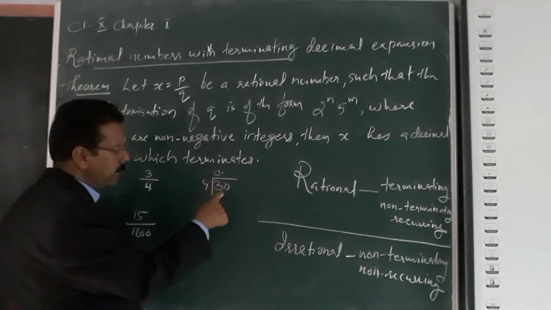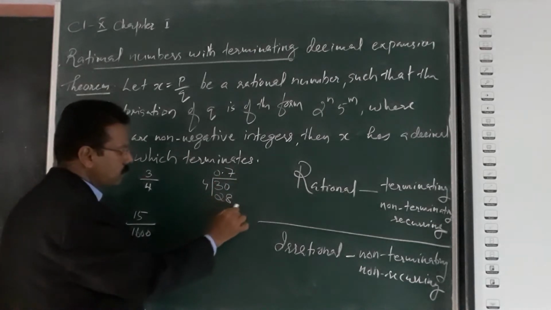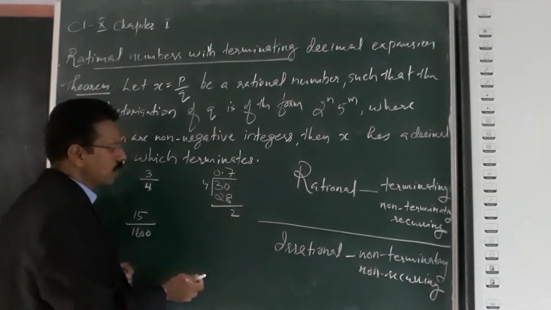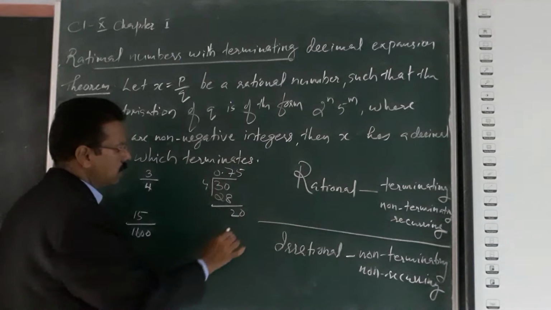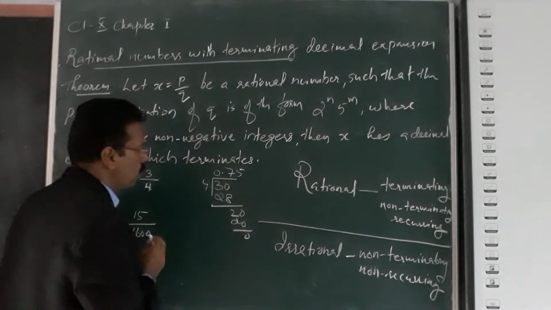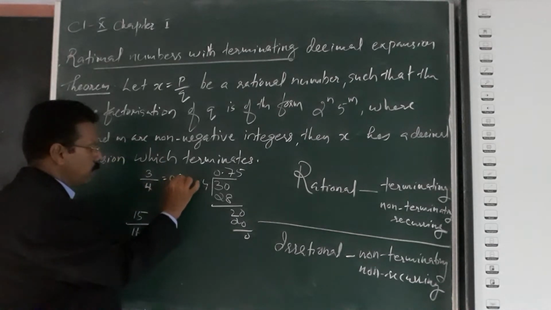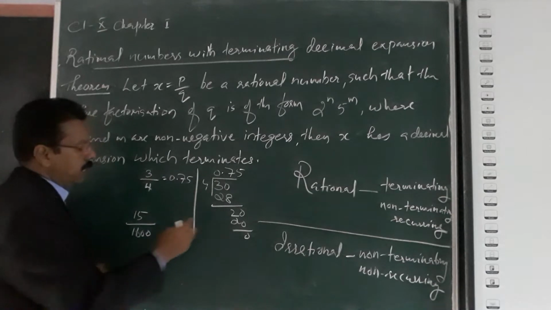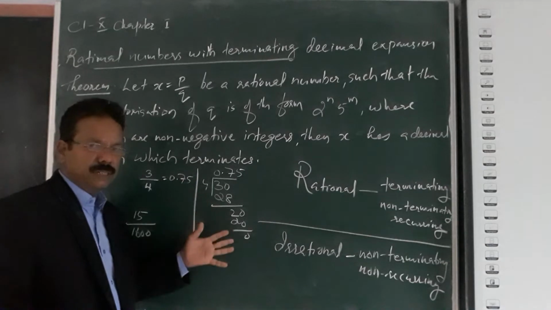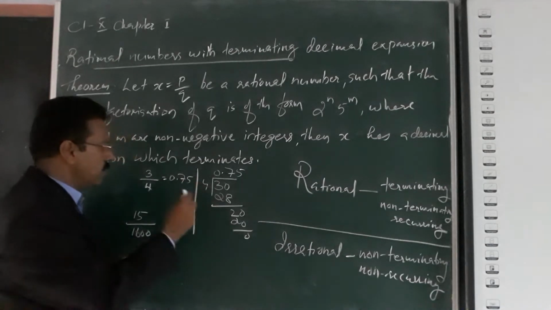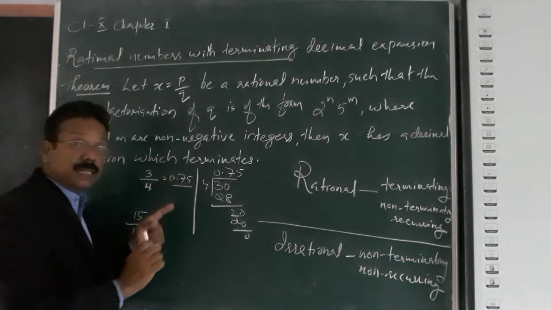In 30, how many 4s? 7 into 4 is 28. Subtract, 2. Again, write one more 0. In 20, how many 4s? 5, 5 fours are 20. Remainder 0. Now, 3 upon 4 is equal to 0.75. Here the decimal expansion of this division process ends, it terminates. And here we will say the decimal form of this rational number 3 by 4 is a terminating decimal form.